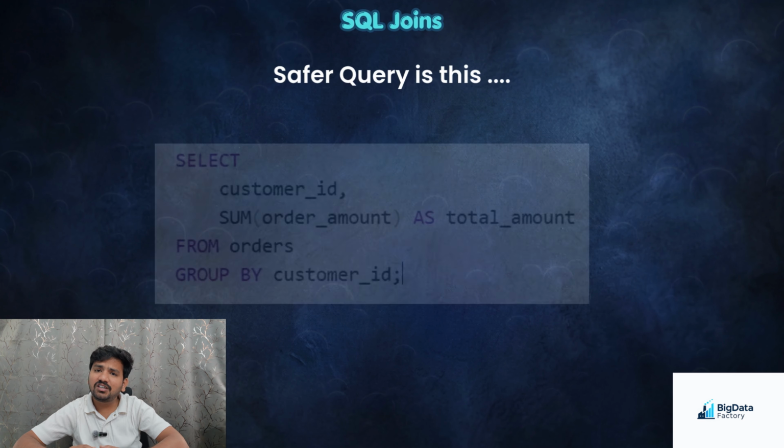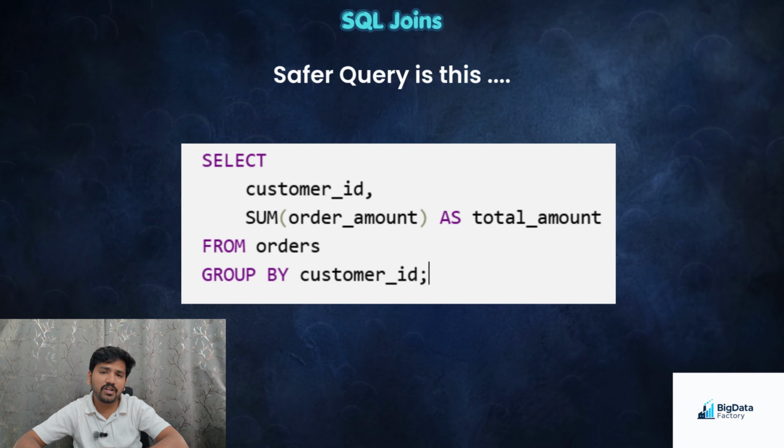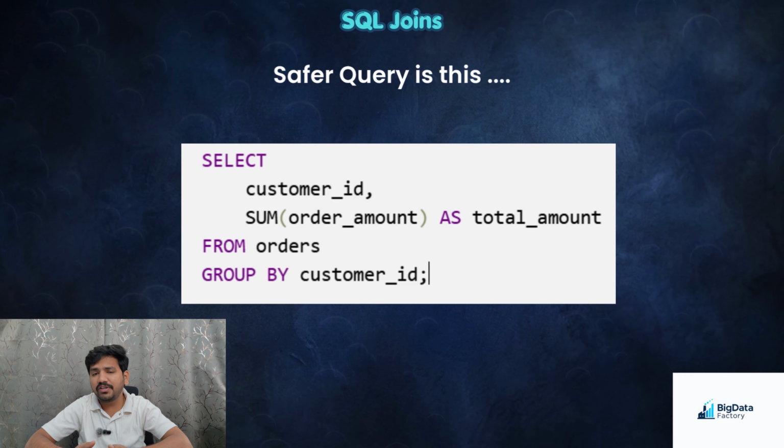So if your goal is customer level order amount, a safer query is this. No need to join with order items unless item level information is actually required. And if item level data is required, then first aggregate the data with the correct grain and only then join. So the lesson is, before writing a join, always ask what is the grain of the first table, what is the grain of the second table, and will this join increase my row count? This is how data engineers should think in real projects.